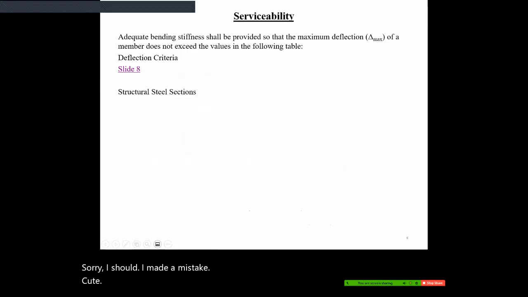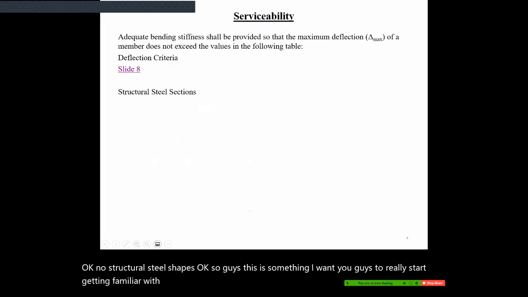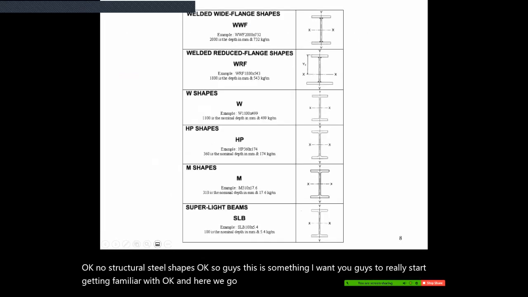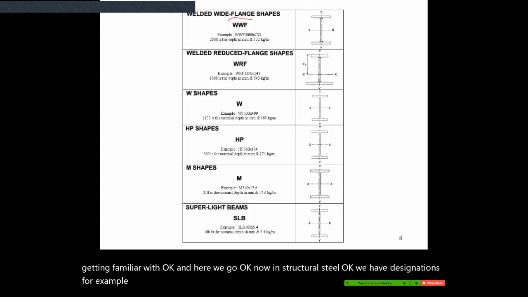Okay, now, structural steel shapes. So guys, this is something I want you to really start getting familiar with. Now, in structural steel, we have designations. For example, we have WWFs.